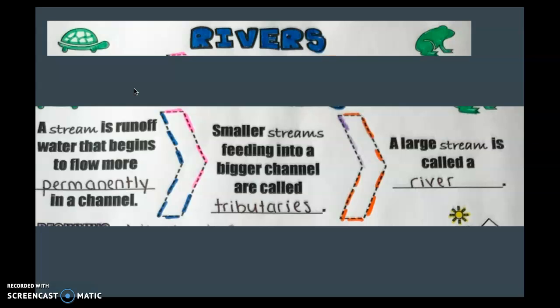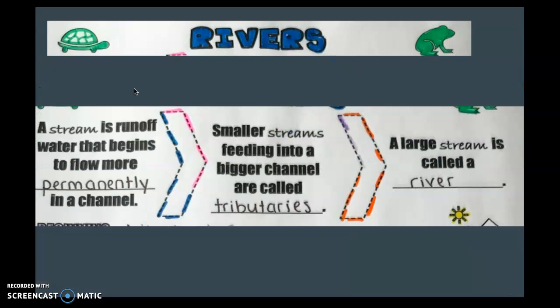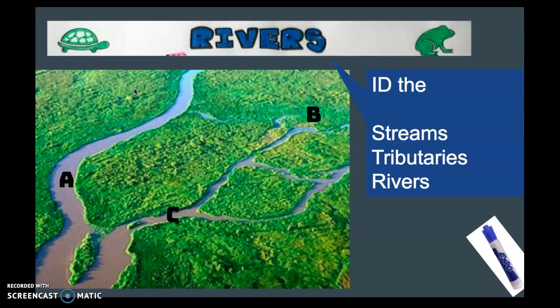The whole idea is all of these are running water things, but it depends on what they feed into. So a stream will feed into a tributary, and then a tributary will feed into a river, and then a river is going to eventually flow into either a larger body of water like a lake or the ocean itself. So it's really pretty cool there. Now when we go through rivers, I want you to try and identify the streams, the tributaries, and the rivers here. So pause the video, give yourself a second to try and identify these.